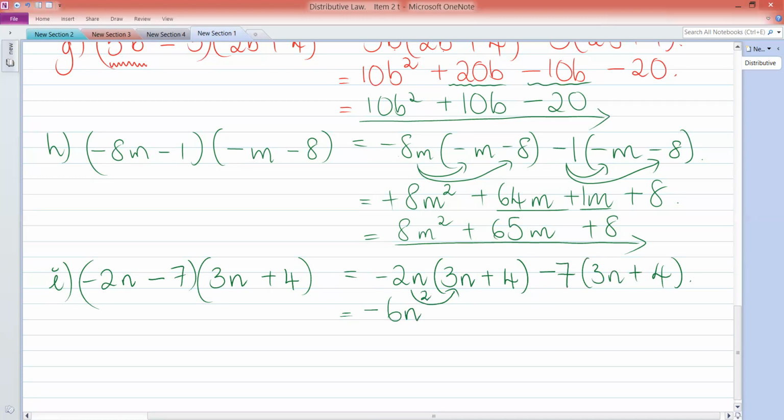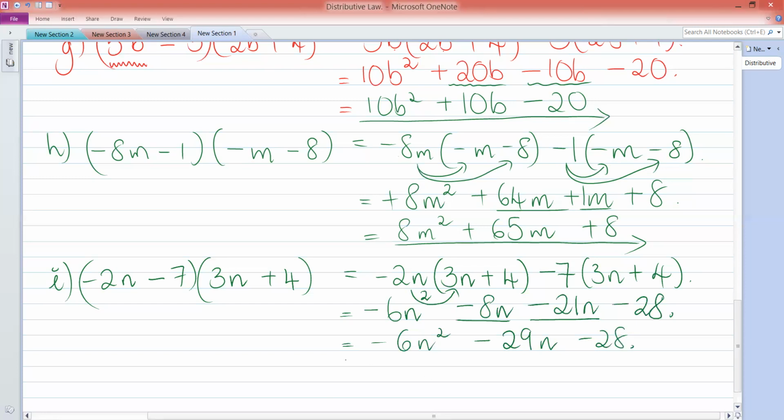Then negative 2n times positive 4. Negative and a positive, that becomes negative. 2 times 4, that's 8. Don't forget your n. Negative 7 times 3, that's 21. Don't forget your n as well. Negative 7 times 4, negative 28. Any like terms? Yes. Negative 8n and negative 21n. Negative 29n minus 28. There we go.